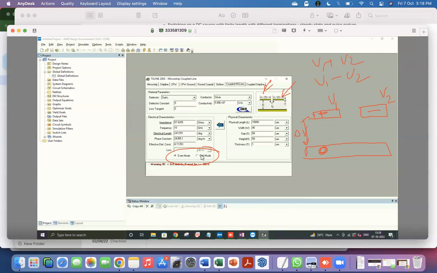And one can create a situation where only that particular mode is excited. Like if you create the excitation at the edges when you're launching the wave, if you launch it in such a way that the two potentials on both the conductors are the same, then that will only propagate the even mode. If you do it in such a way that the two potentials are exactly equal and opposite, then it will only launch the odd mode.